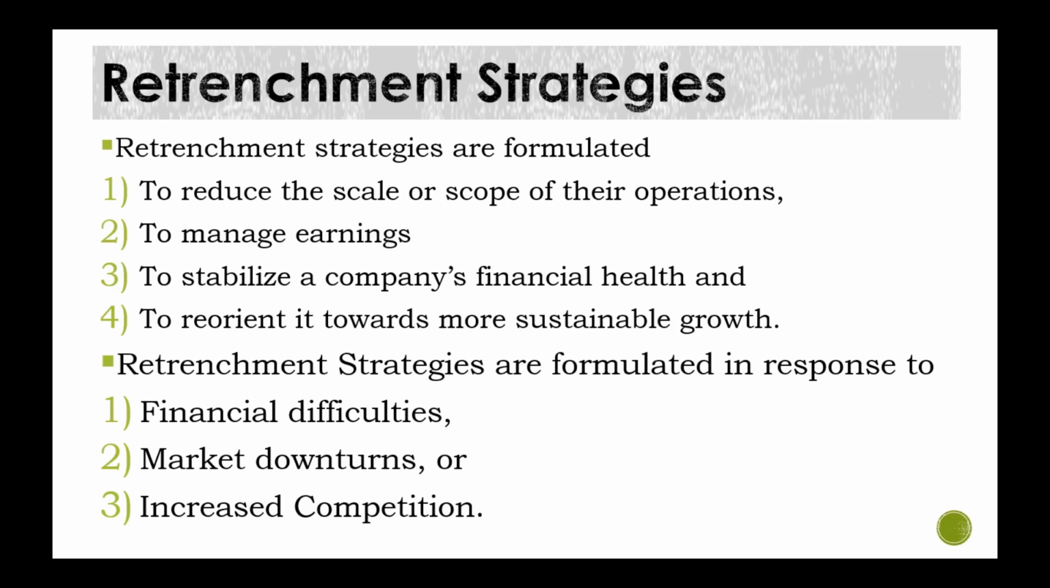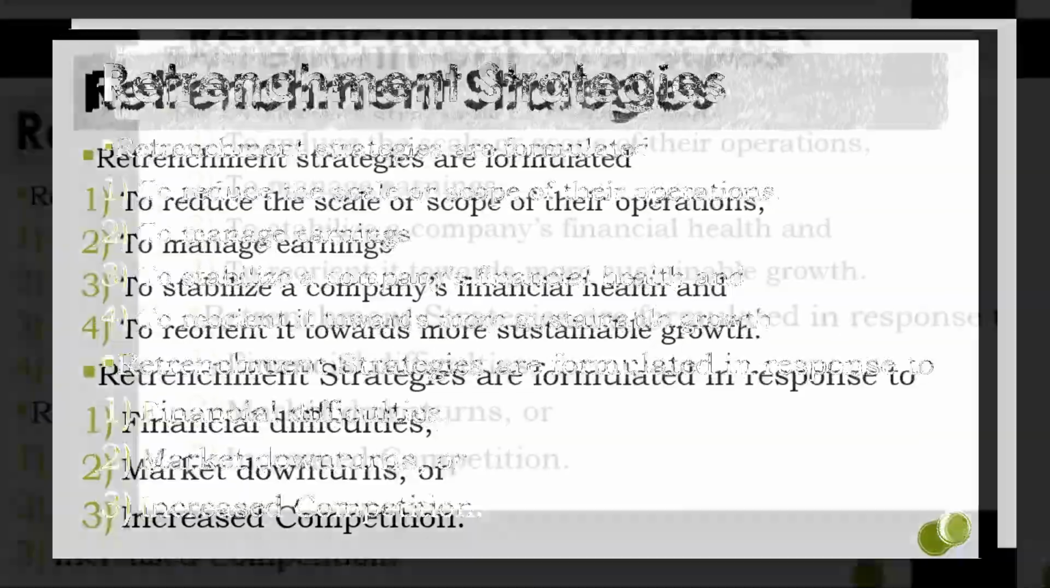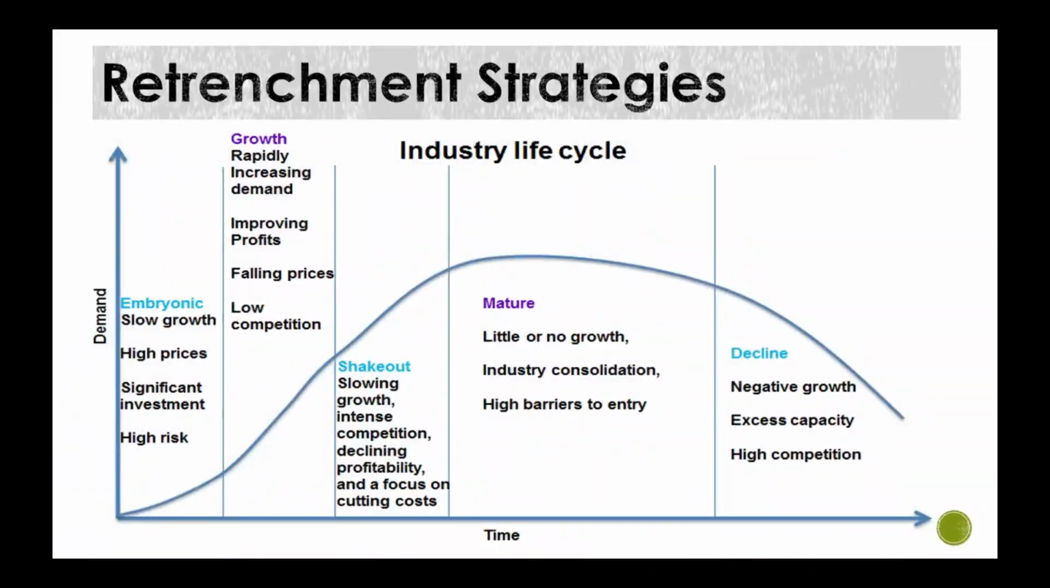They focus on minimizing the cost, cutting down excess resources, or completely withdrawing from unprofitable segments. Retrenchment strategies aim to stabilize a company's financial health and reorient it towards more sustainable growth. On the industry life cycle, when the industry is in the declining stage or introduction stage where the product or the company is underperforming, firms prefer to go for retrenchment strategies.